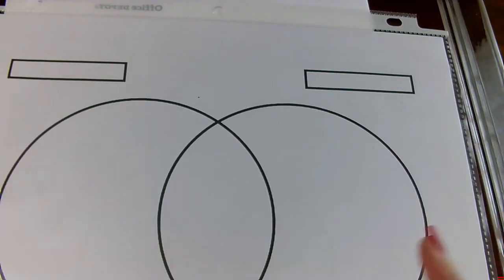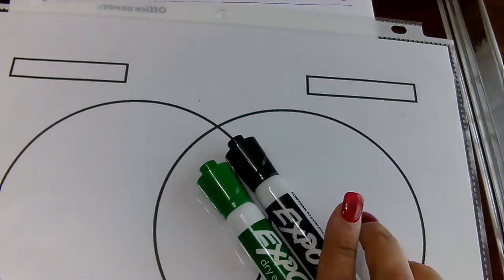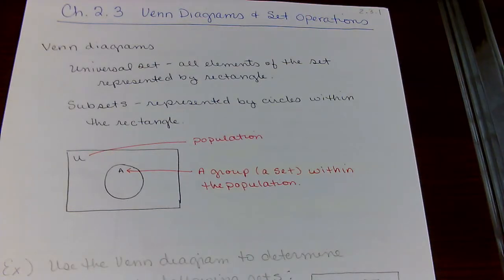One of the things I do suggest that you do, what I usually do in class, is have at least 2 markers. And there are some Venn diagram simulations in my math lab that can help you with these. Okay, let's go ahead and get started with the lesson.